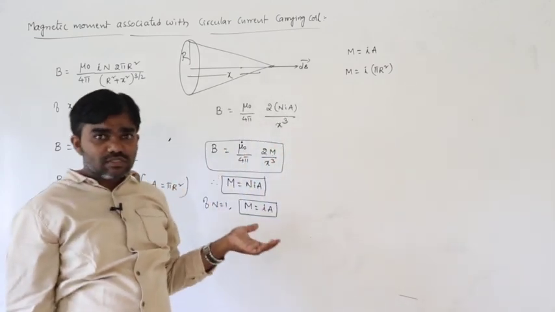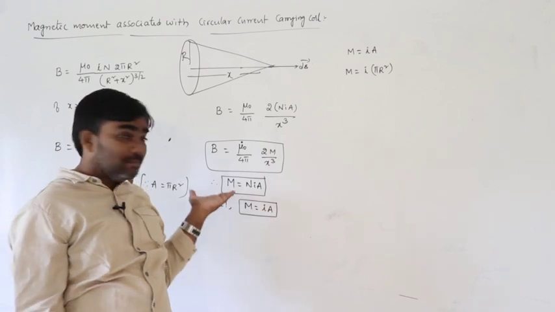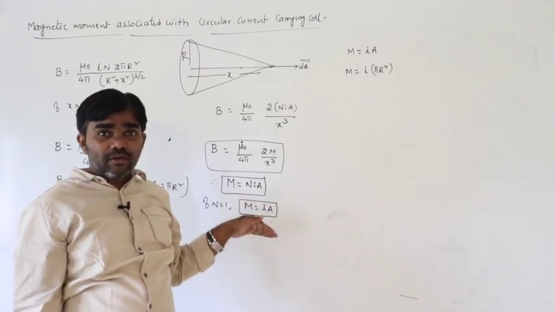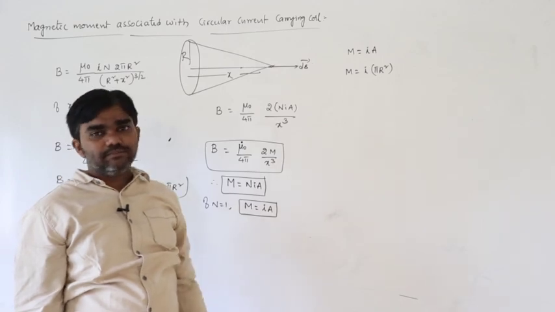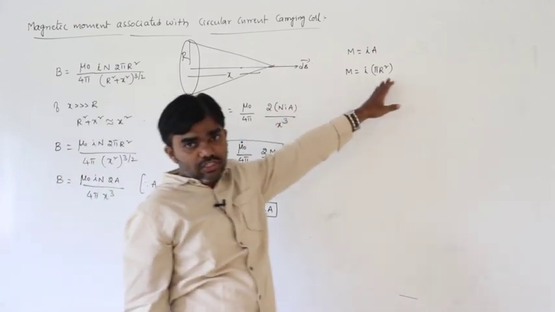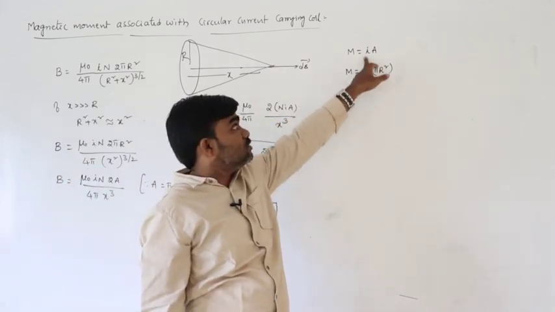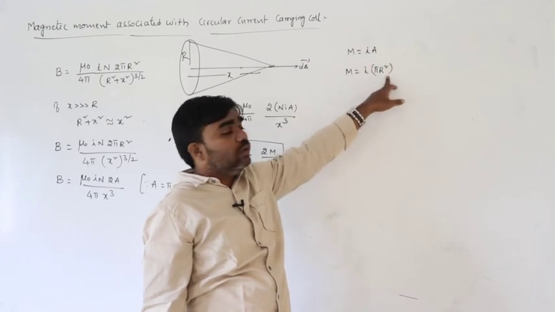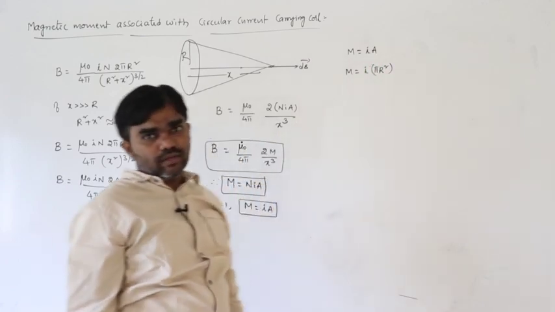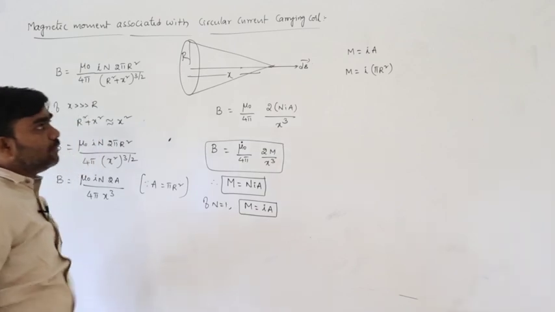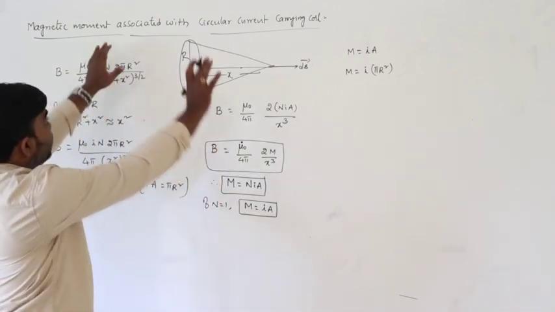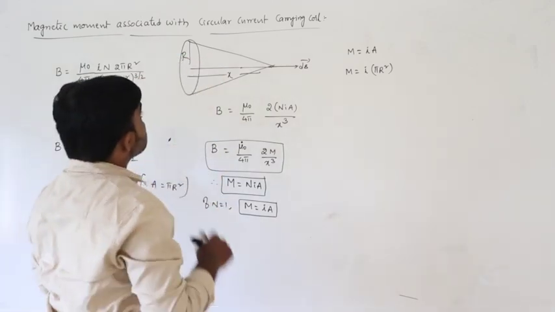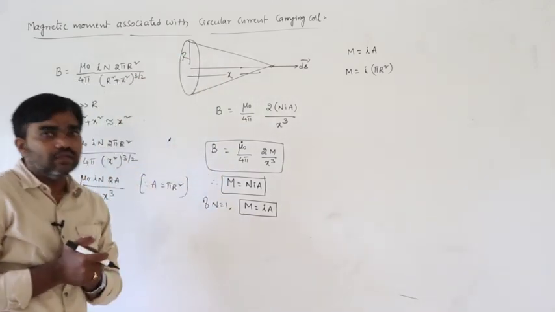If the number of turns is also mentioned, if the number of turns is more, magnetic moment is also more. If the number of turns is less, magnetic moment is also less. So, magnetic moment depends on these factors. M is equal to IA, or I into area, where area is pi r square. So, this is the magnetic moment associated with a circular current carrying coil.